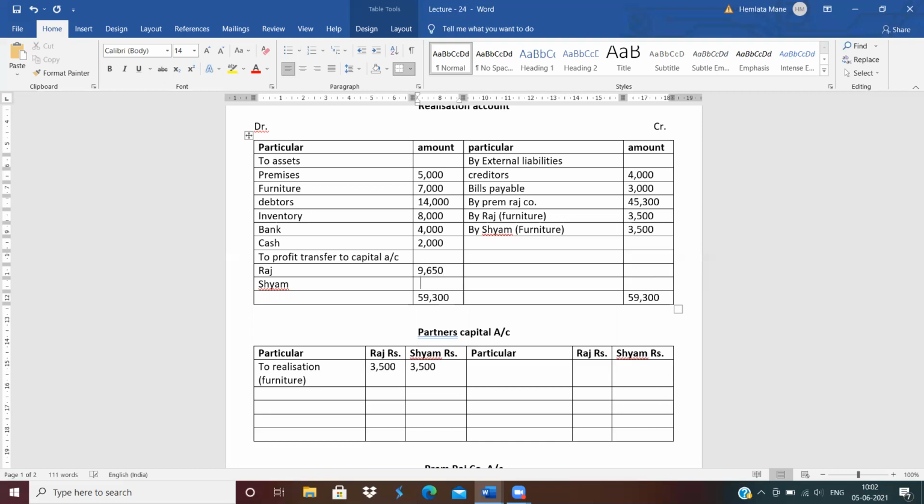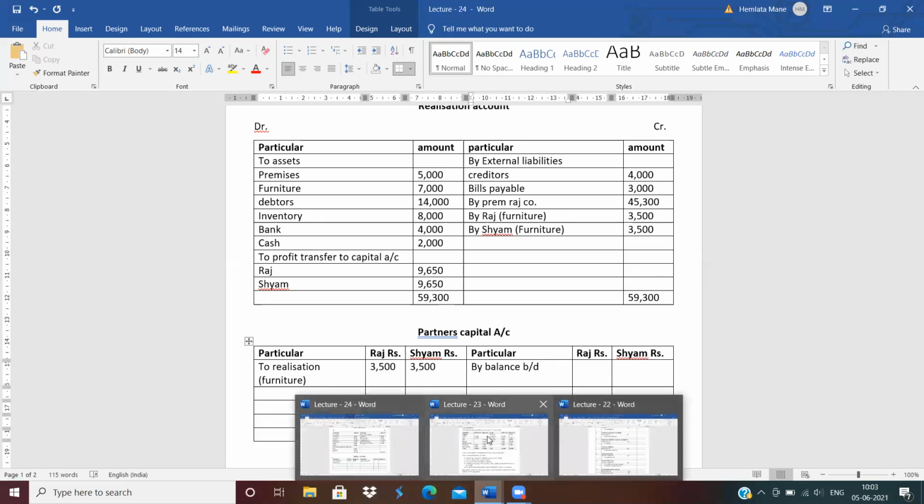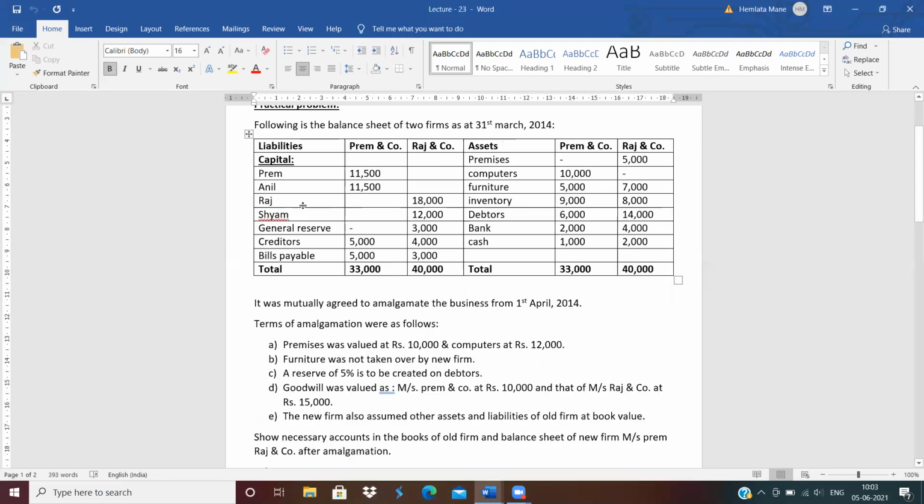9,650 to Raj and 9,650 to Sham. Now transfer this part to the capital account, by balance brought down. See how much the amount of balance brought down is here.